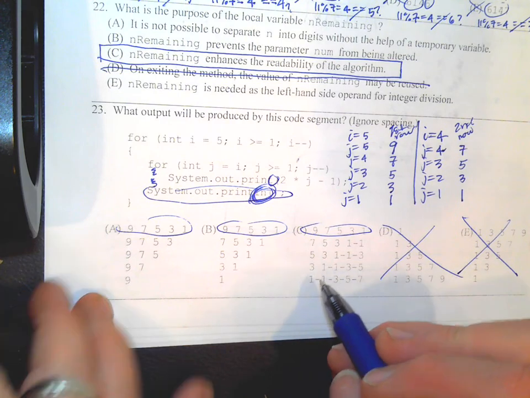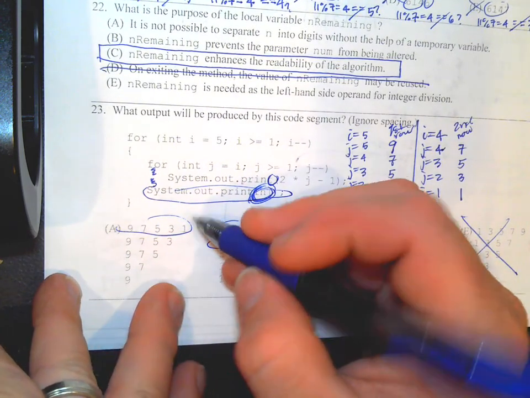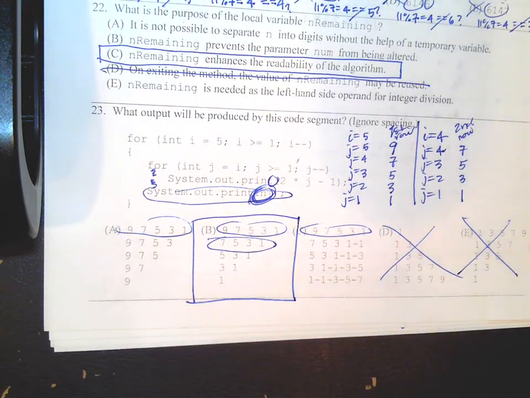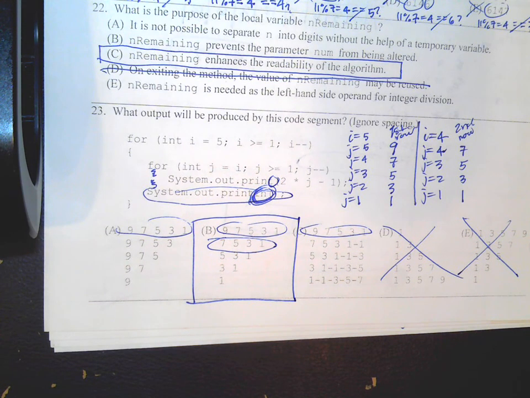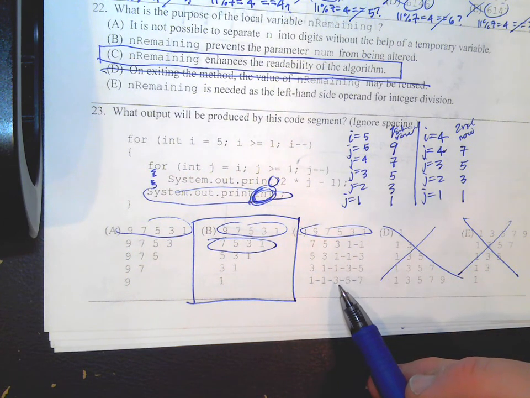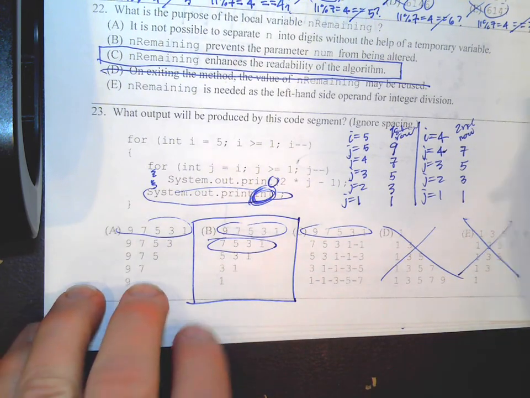So 7531, I think it should be this one. I'm thinking it's got to be this. You could keep going and confirm it, but I feel pretty confident with that. This one has a bunch of negatives or something, I don't know what that is. Anyways, I think that's good.